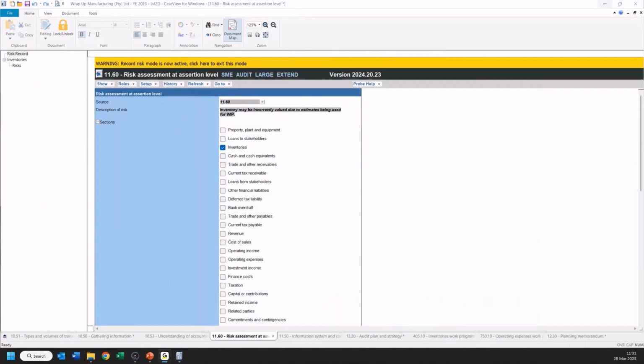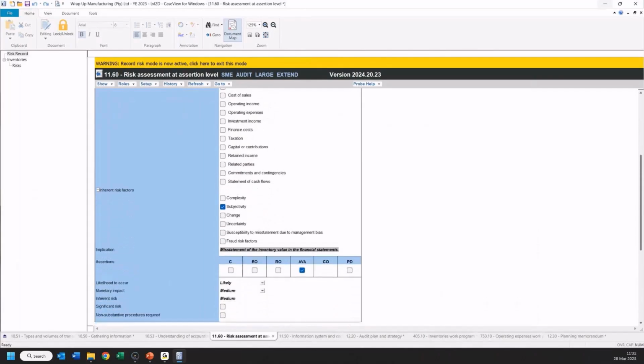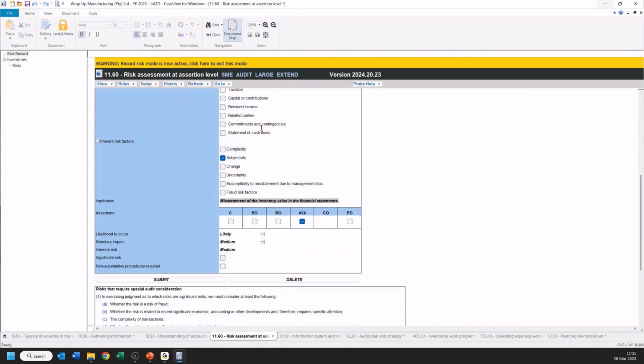So now at the top, it's warning me and saying, just note, your risk mode is now active. So you need to first complete this and exit that before you continue with the rest of your file. So the story, the description of the risk is perfectly fine. I've got the inventory section tagged in here already. You could tag other sections if you wanted to, maybe, I don't know, cost of sales or something like that, if you felt that was relevant. And then we had the inherent risk factor as subjectivity activated. Our implication was the misstatement.